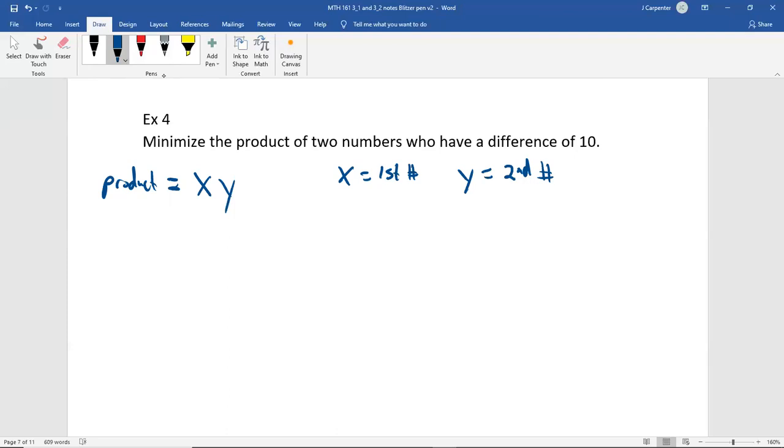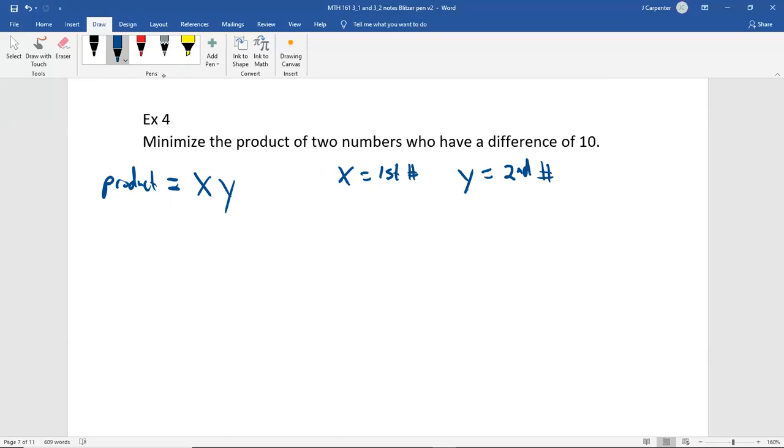But we can't just say, oh, we'll make it negative a million times positive a million, because then your product is negative a trillion. Specifically, the difference of these numbers has to be 10. So it's something like 1 and 11, or 2 and 12, or 40 and 50, or negative 100 and negative 90, or negative 100 and negative 110.